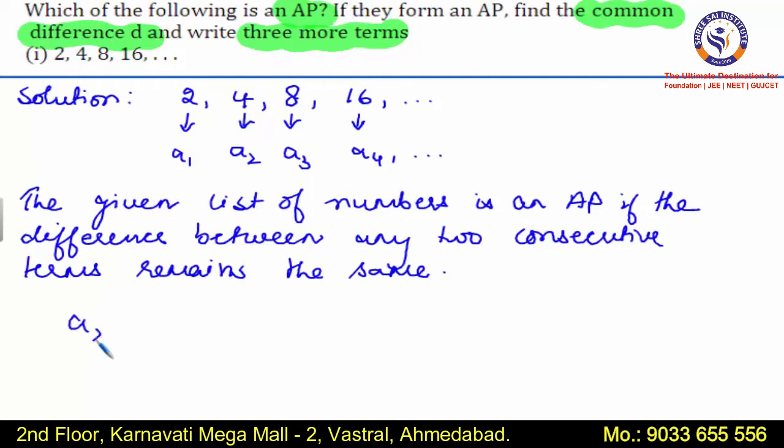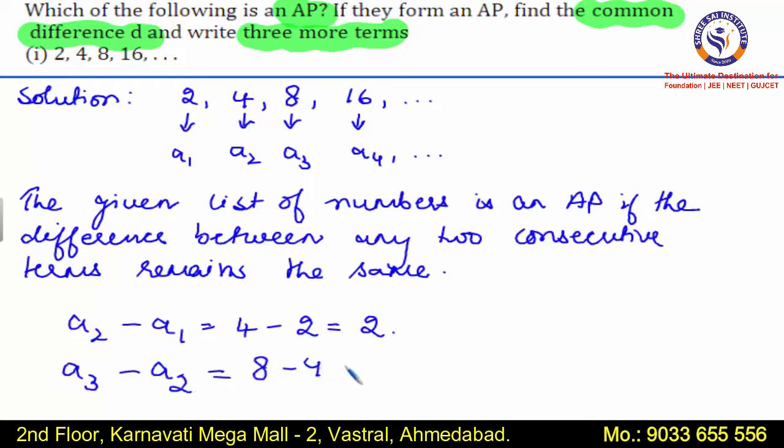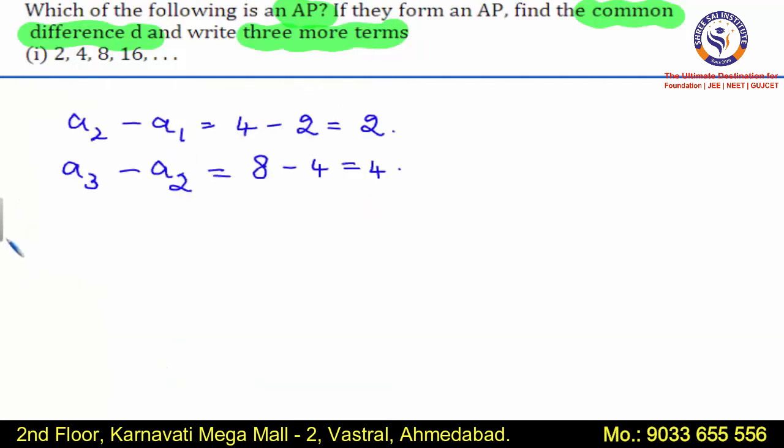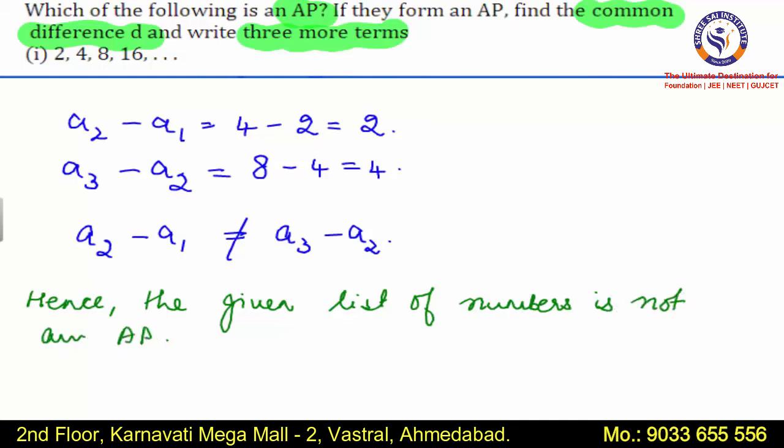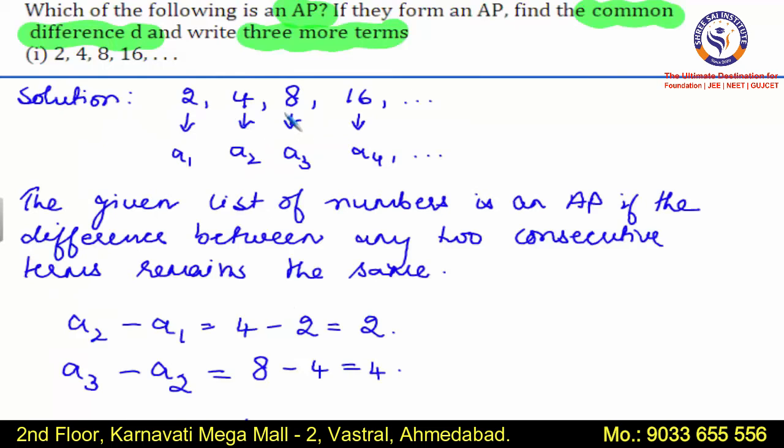First, let us find A2 minus A1. This is equal to 4 minus 2, which is equal to 2. Now let us find out A3 minus A2. This is equal to 8 minus 4, which is equal to 4. Now, here we see that the difference A2 minus A1 is not equal to the difference A3 minus A2. Hence, the given list of numbers is not an AP, since the difference between the consecutive terms is not the same.